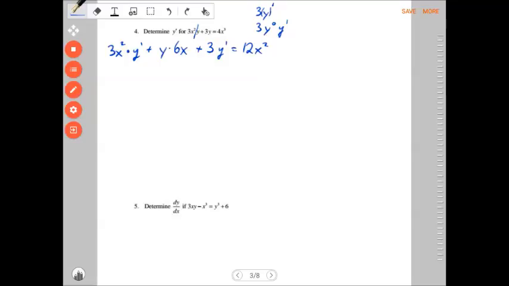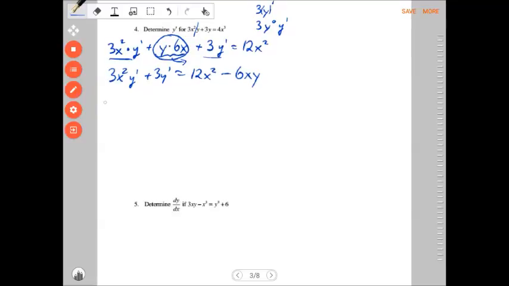Now we have to get all the y prime terms on one side and all the other terms on the other side. So this is a y prime term, that's a y prime term. So 3x squared y prime plus 3y prime. We're going to move this part across. So equals 12x squared minus, and I'm going to rearrange that to 6xy. Right, this part here is just 6xy. Okay, awesome. So now my y primes are on the one side. We did this a lot with logs in Math 30-1.